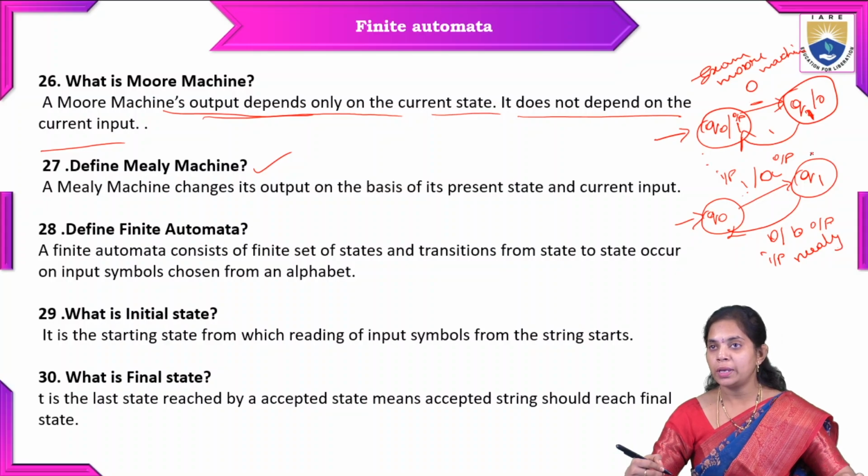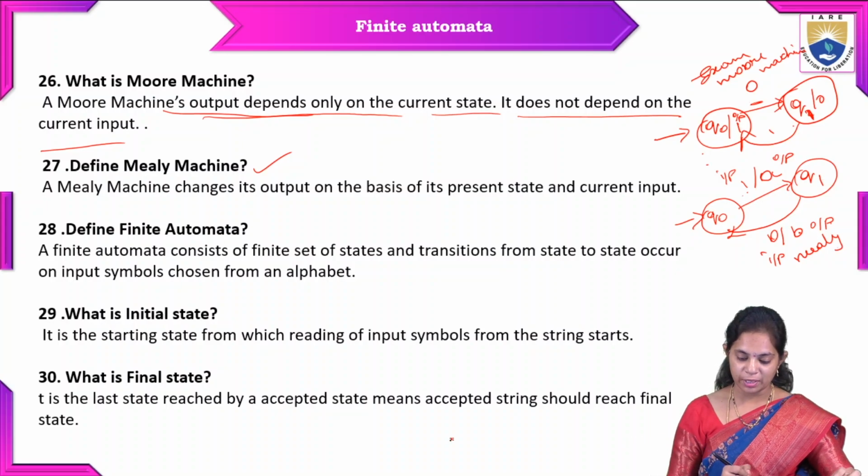In these two diagrams, in the Moore machine the state itself, the current state, has the output symbol. And in the Mealy machine, the transition has the input and output values. So Moore and Mealy machines are different.